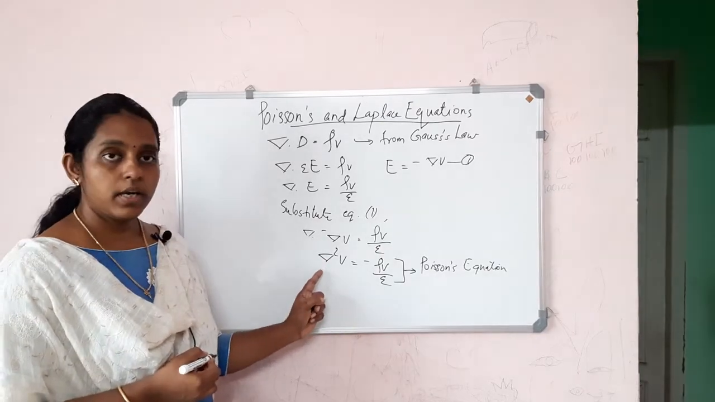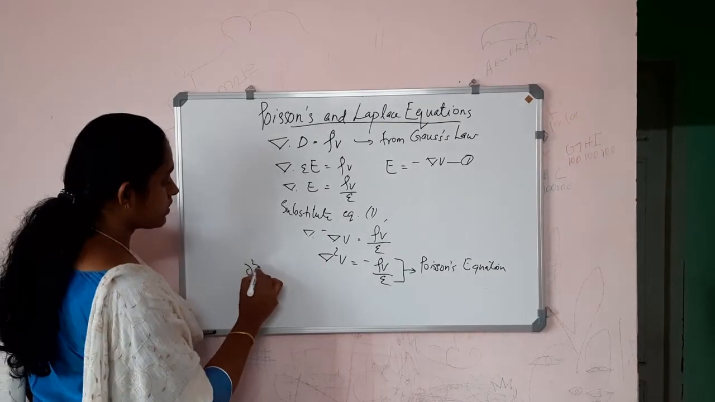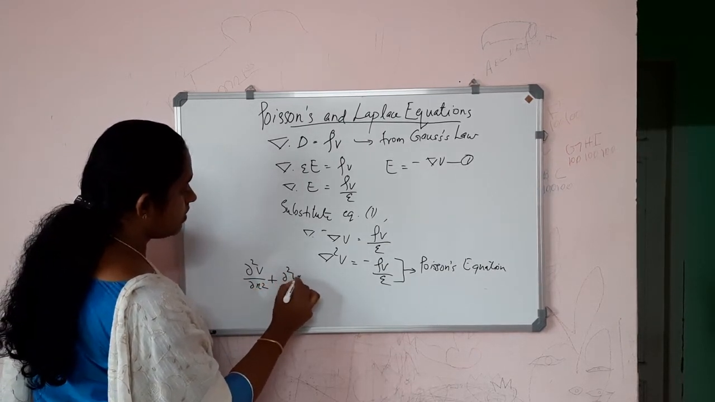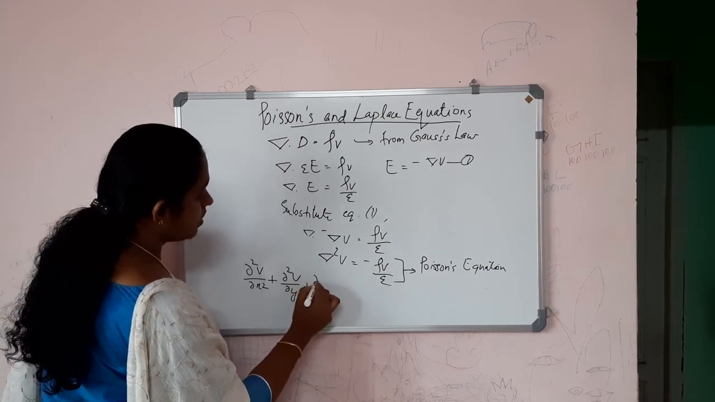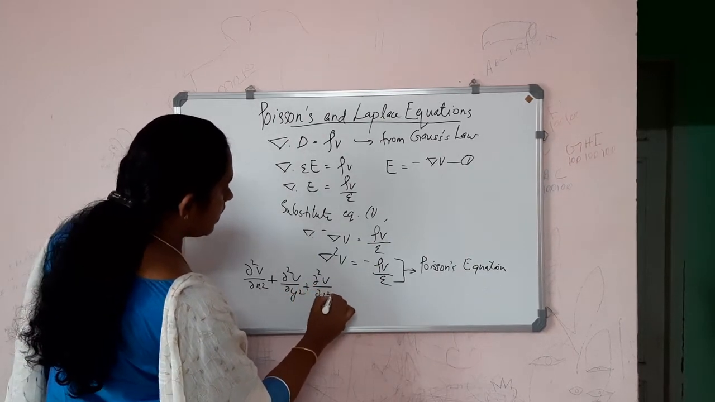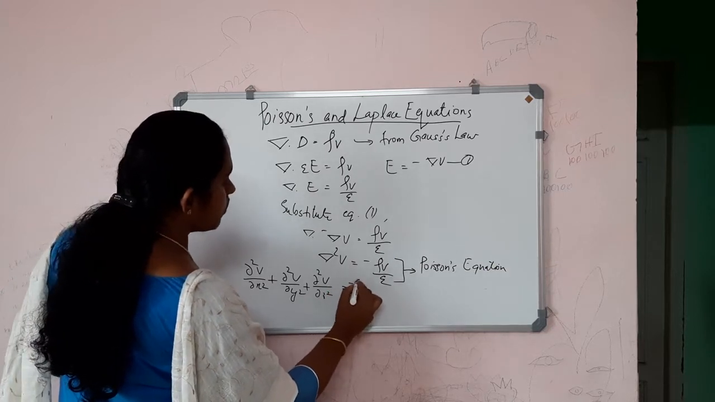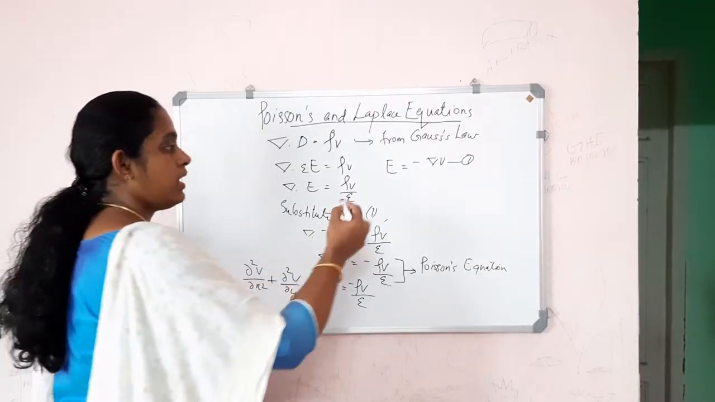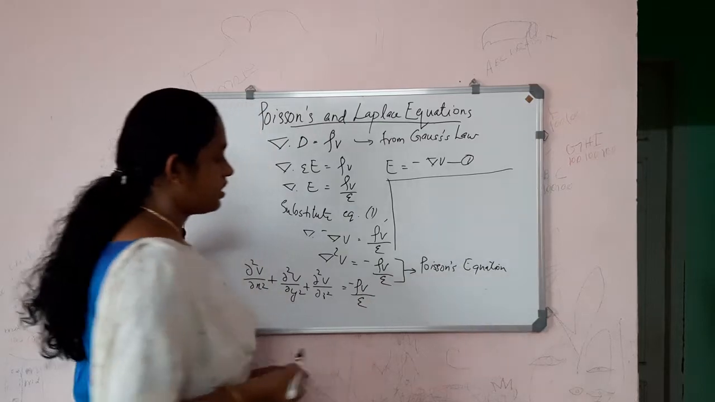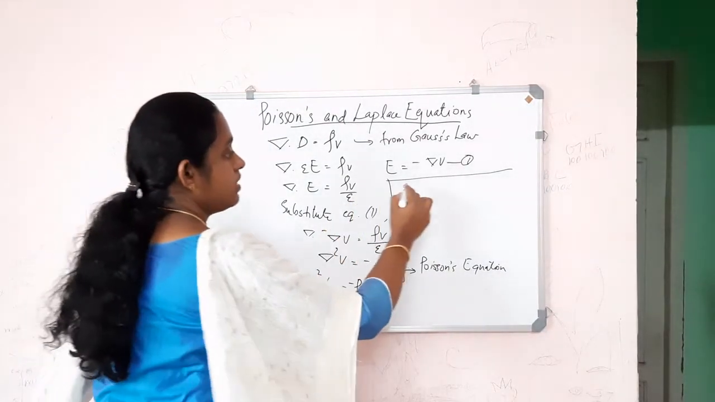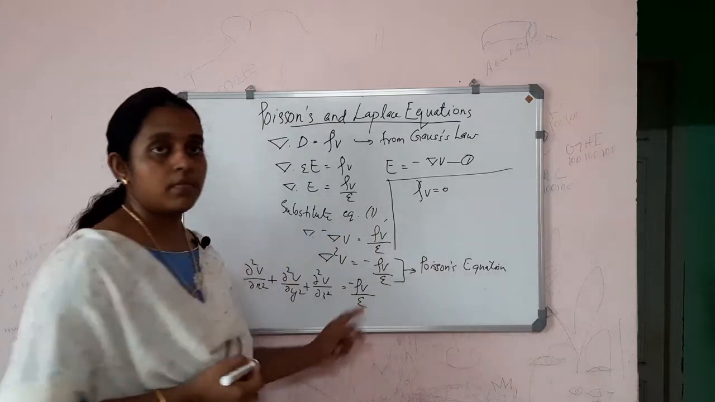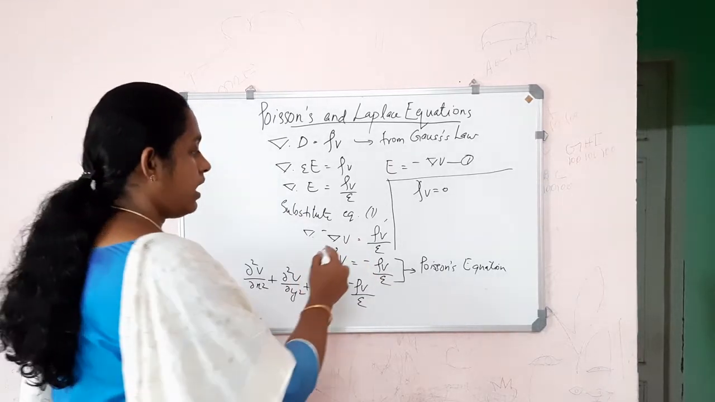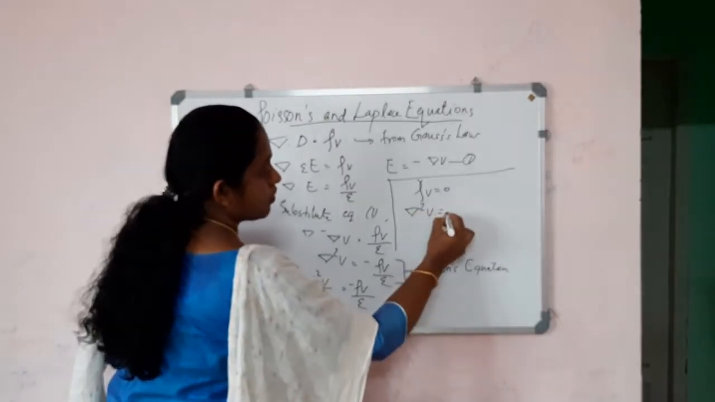Or we can write this del square in terms of dou as dou square V by dou x square plus dou square V by dou y square plus dou square V by dou z square. This becomes minus rho V by epsilon. This is also Poisson's equation. So in Poisson's equation, if this rho V is 0, that means the charge density is 0, a charge free region. So in that case, del square V is equal to 0.